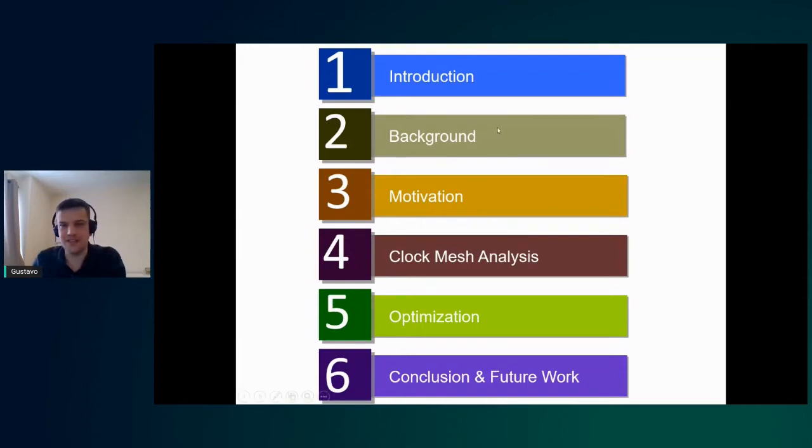So the slides will be divided as follows. I will start by giving a brief introduction on the clock distribution problem. Then I will give some background, talking about some related works and also some techniques that are used in clock design. I will talk about the clock mesh analysis problem. Then I will present two proposals to optimize clock meshes.